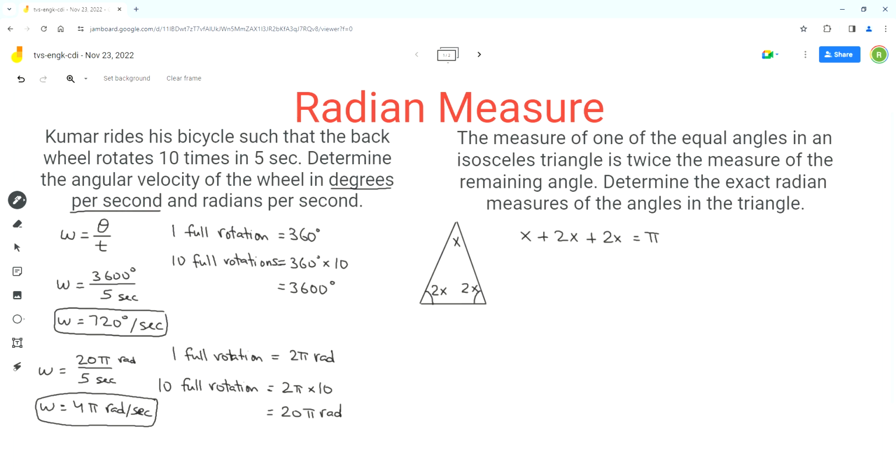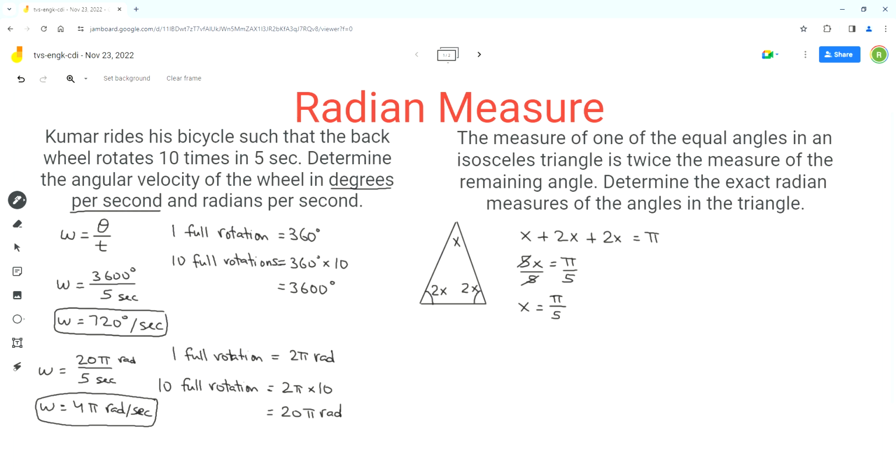Now x, 2x and 2x are like terms, so we can combine them. So it's basically 1 plus 2 plus 2, which is equal to 5. So we get 5x equals pi. And now we can divide both sides by 5. So the 5's on the left side get cancelled out. So x equals pi over 5. So this is the value of the smallest angle in this triangle.